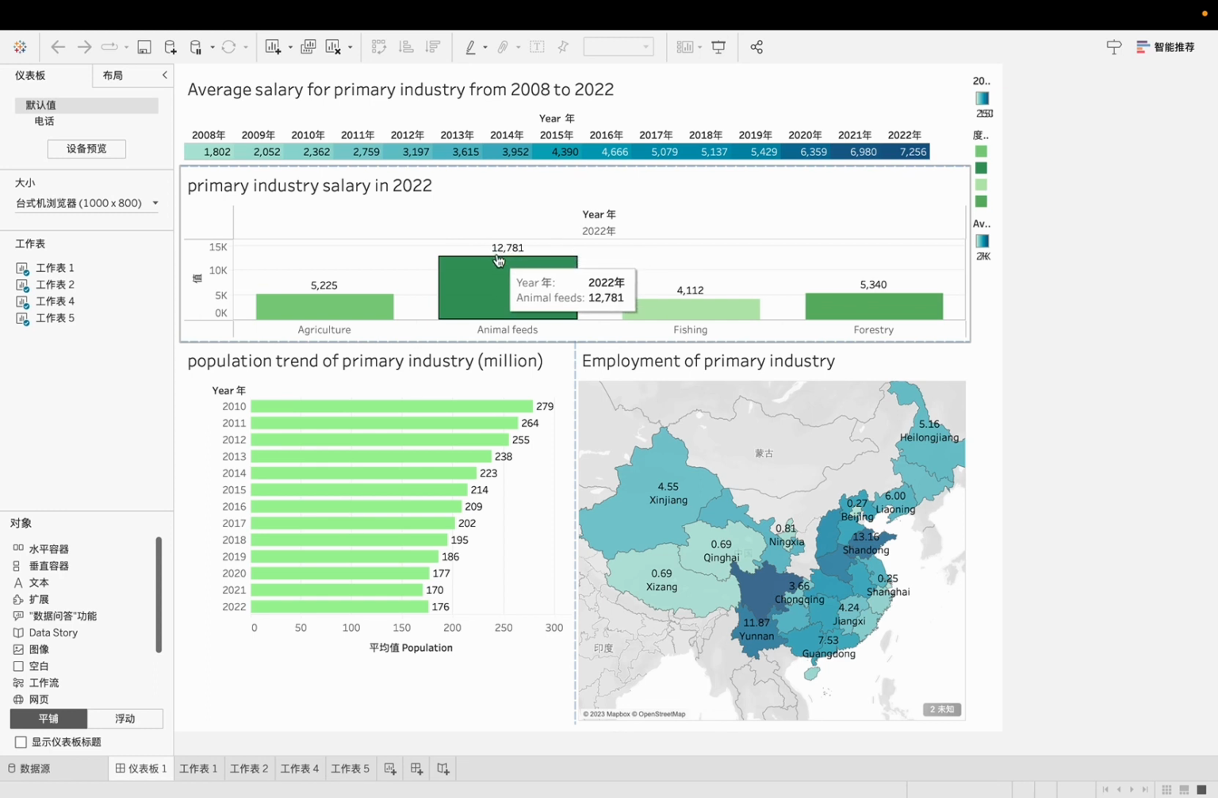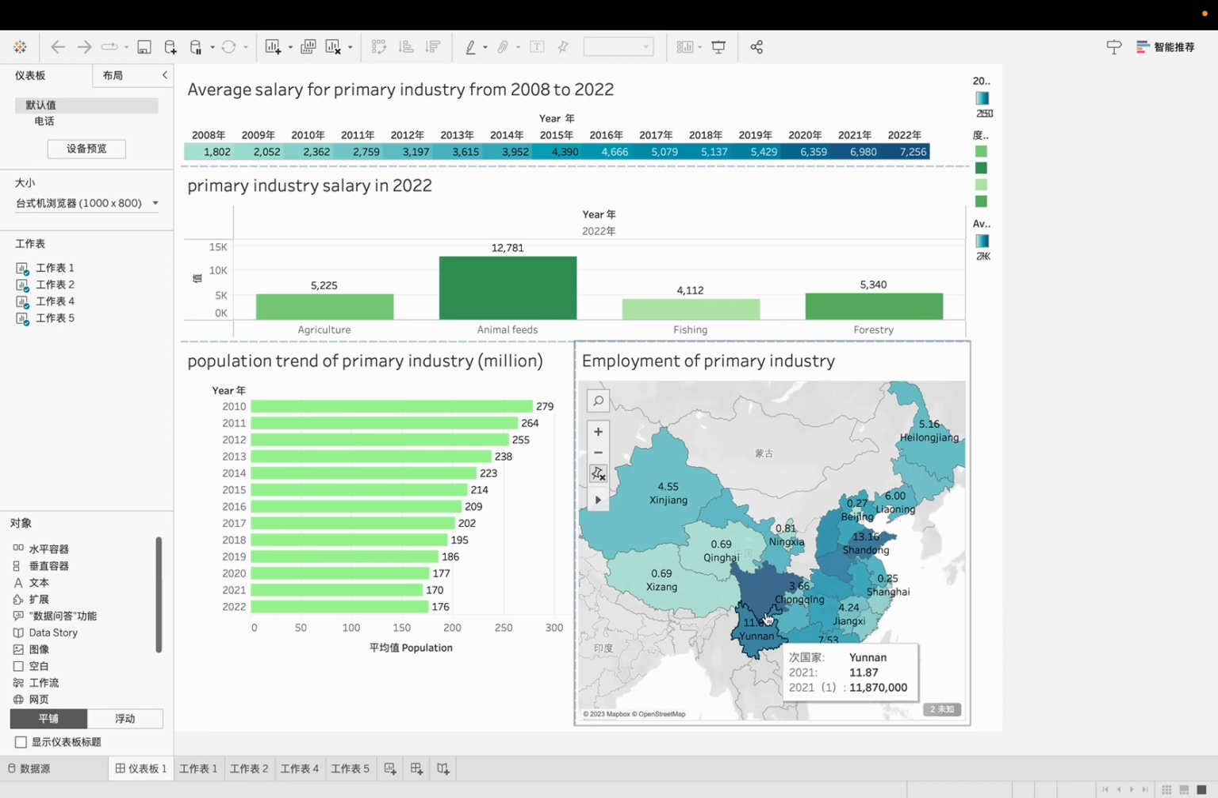And for the primary industry salary in 2022, animal feed has the highest salary, then forestry, and the lowest one is fishing. So if you want to get a job in the primary industry, I recommend you choose animal feed and forestry, and you may well go to the south of China.